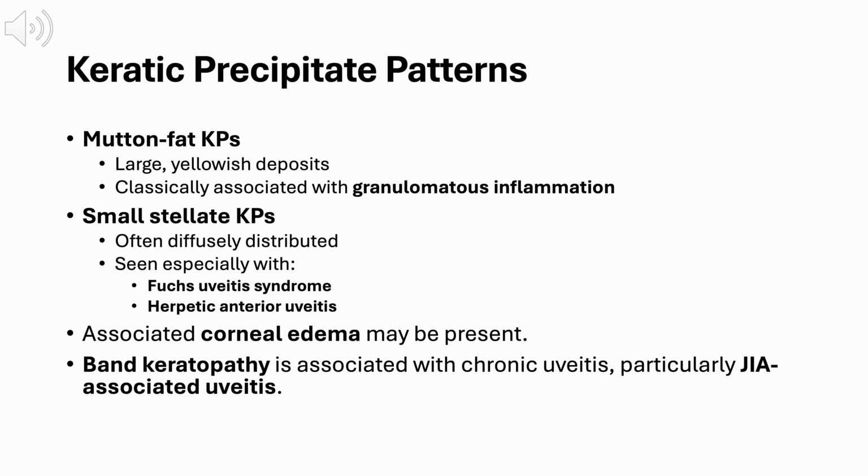2 KP patterns are especially high yield. Mutton fat KPs are large and yellowish, classically signaling granulomatous inflammation. Recalled as the sarcoid, TB, VKH, and sympathetic ophthalmia quartet.